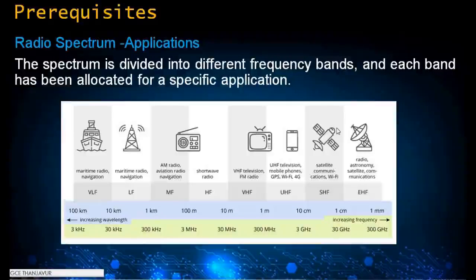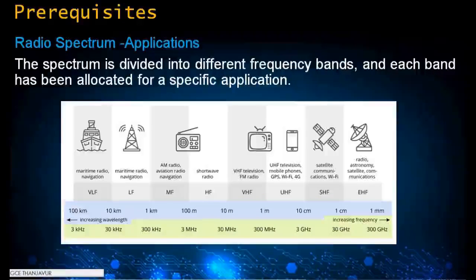Where can we use this radio spectrum? The important application of this radio spectrum is telecommunication. The spectrum is divided into different frequency bands, and each band is allocated for a specific application.